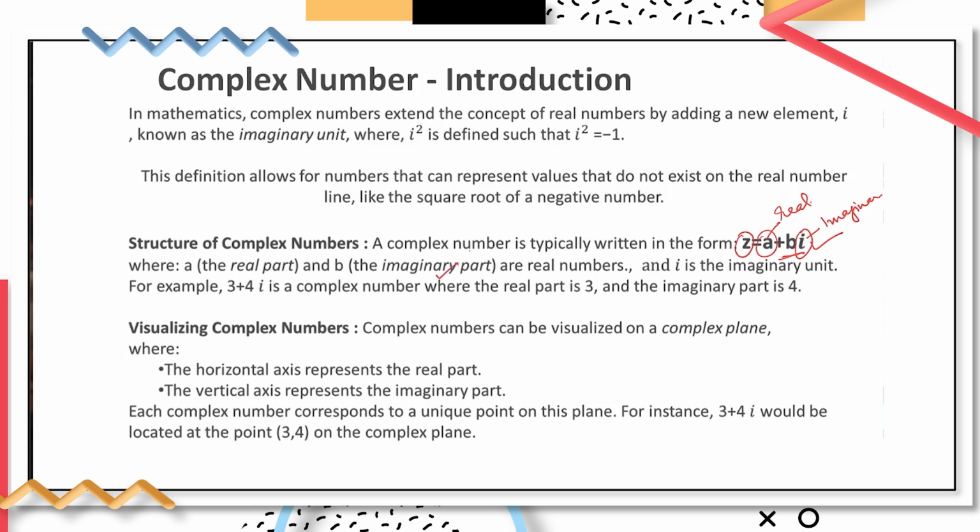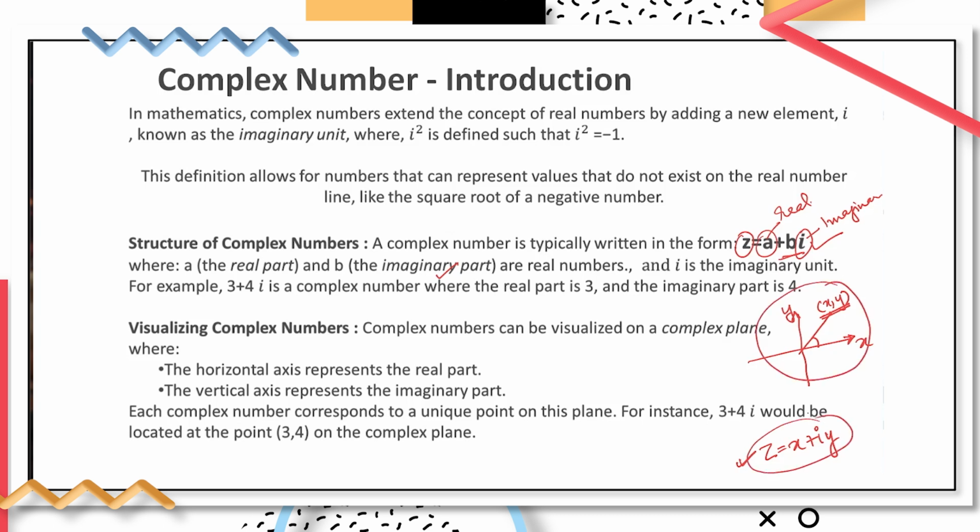Now, if we want to understand it from the point of view of coordinate geometry, say we have an xy plane, then z equals x plus iy is in fact a complex number. So, for any point x, y, the y axis represents the imaginary part, and the x component represents the real part. So, any point x comma y can be written as a complex number z equals x plus iy. So, this is about the visualization of the complex number.